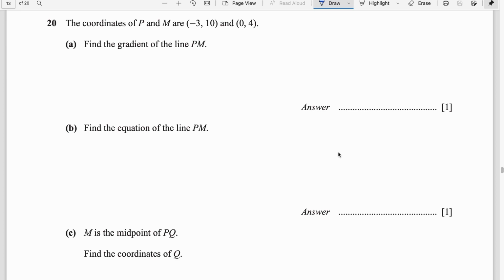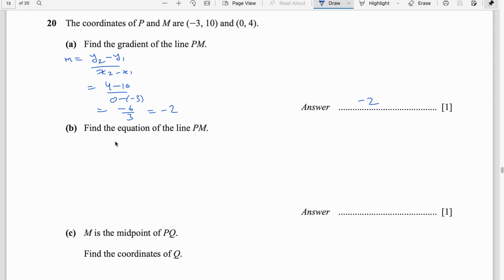Question number 20. The coordinates of P and M are (-3, 10) and (0, 4). Find the gradient of line PM. Gradient is y2 minus y1 over x2 minus x1. So minus 6 by 3 is minus 2.